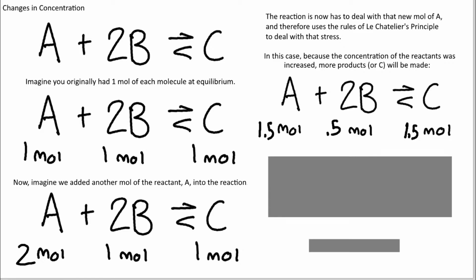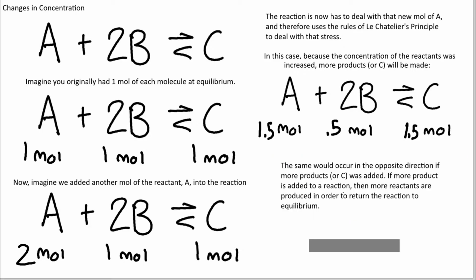And I just made an example that everything went down by 0.5. So you'll see that the 2 moles of A went down to 1.5 moles, the 1 mole of B went down to 0.5 moles of B, and the 1 mole of C increased to 1.5 moles of C. And now the same would actually occur in the opposite direction if more products, or C, was added. So if we added another mole of C instead of A, then the same exact thing would occur just towards the reactant side.